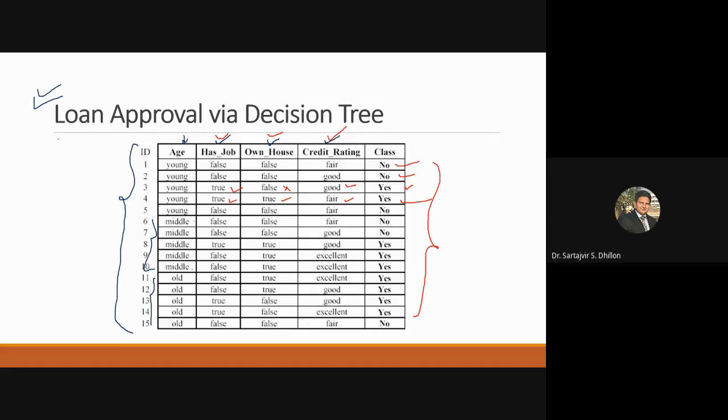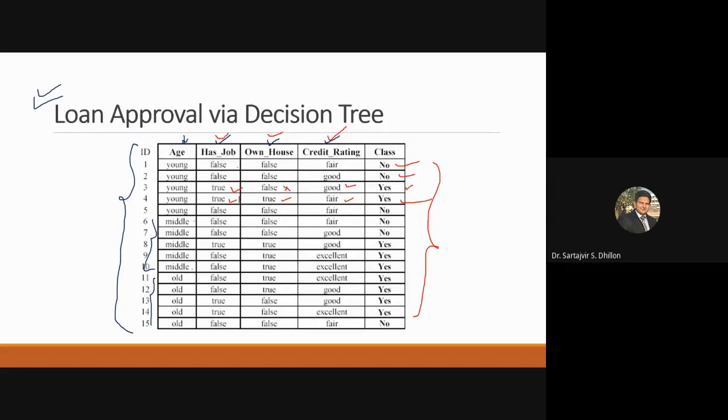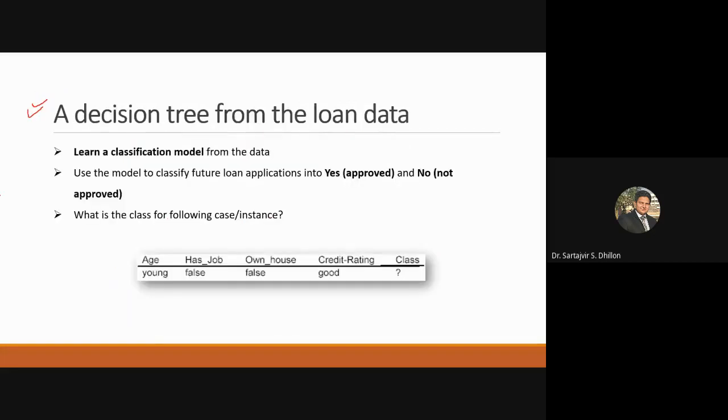So this is an example which can be easily accomplished through the decision tree. Let us start step by step. First, you have to learn a classification model from the existing data. And what kind of data? This is data prepared by banking companies, showing in which cases you will get a loan or not. And yes, this is for classification.